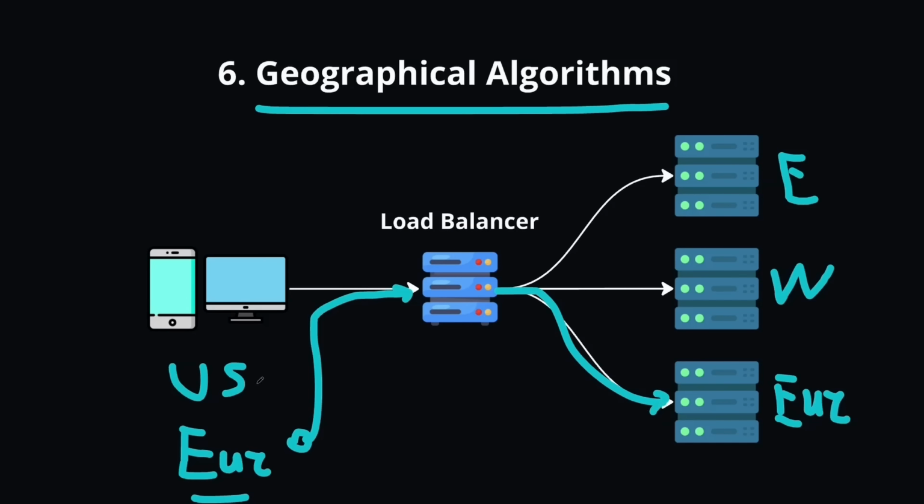Or if a user comes from the US and makes a request to this load balancer, it will check the location of this US user based on its IP address, and then it will redirect either to US East or US West.